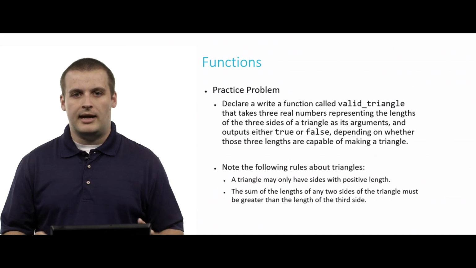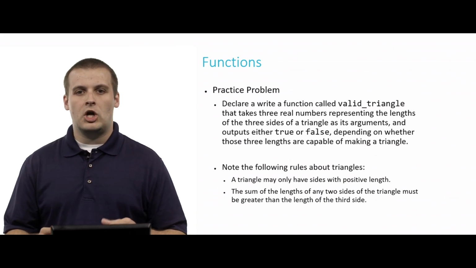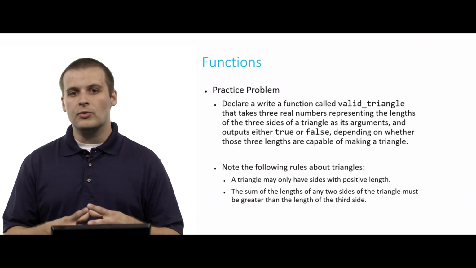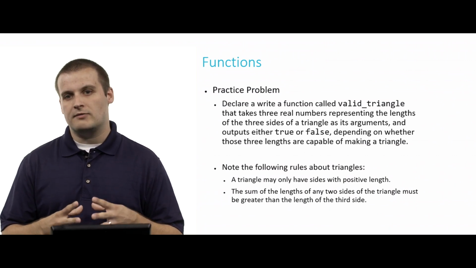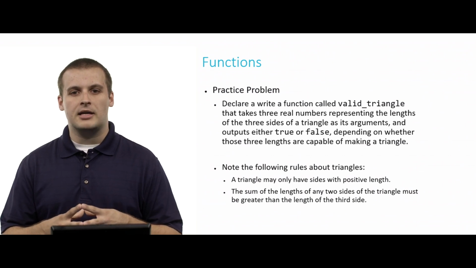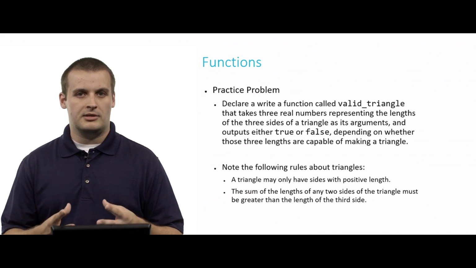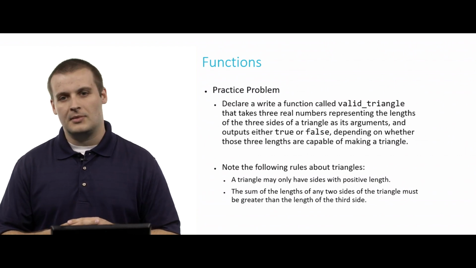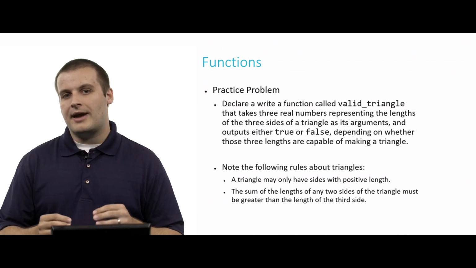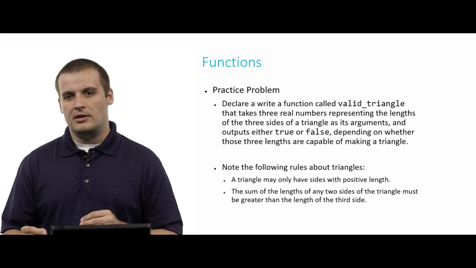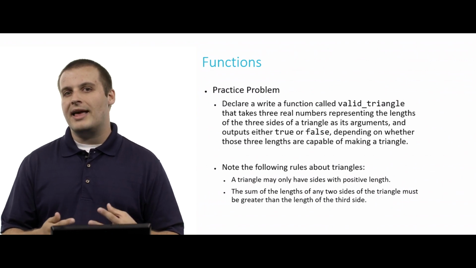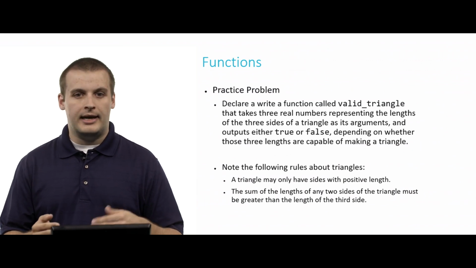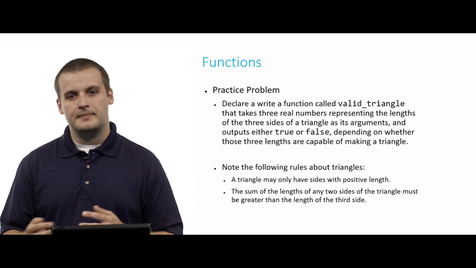So here's the problem laid out. I want you to write a function called valid triangle. What this function should do is take three real numbers that represent the lengths of the three sides of a triangle as its parameters, or its arguments, or its inputs, another set of synonyms that you might encounter. This function should either output true or false, depending on whether those three lengths are capable of making a triangle. Do you remember the data type that we used to indicate true or false?